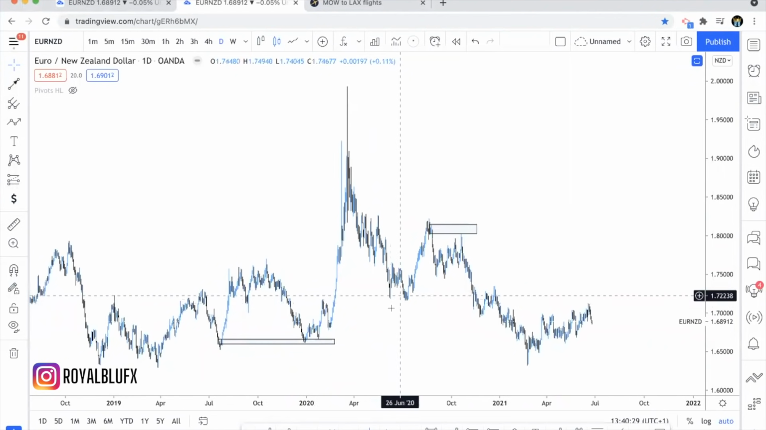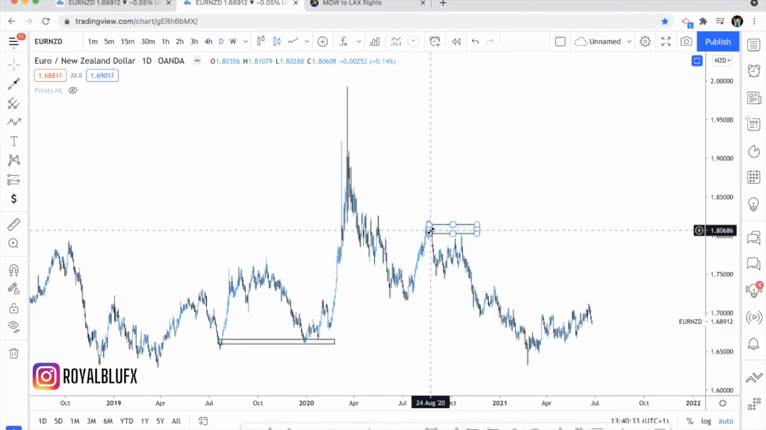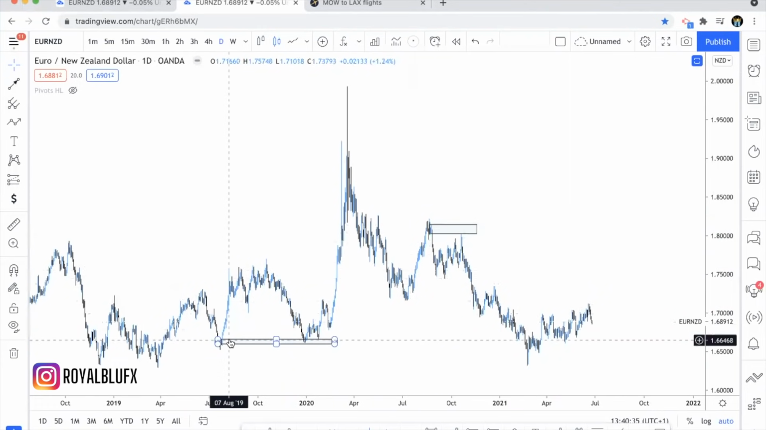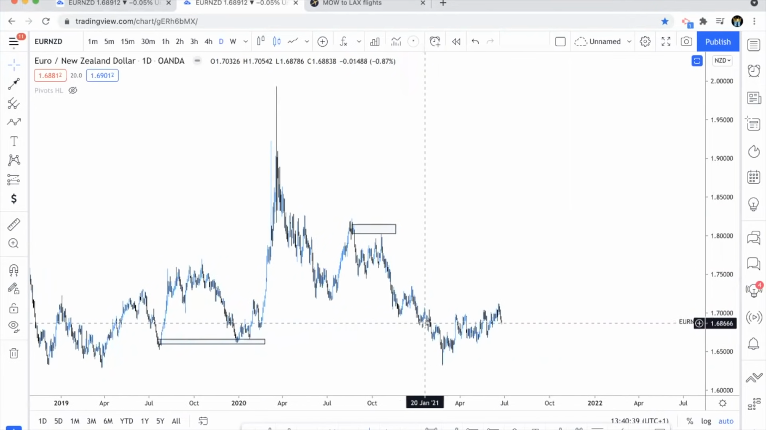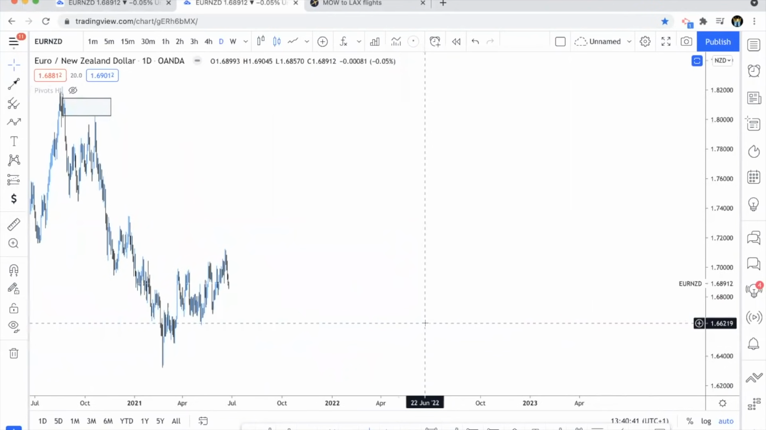All right, so what is an order block? An order block is essentially the last up candle before the major down move, or the last down candle before a major up move. Now, I know to some of you, or maybe most of you, that may not make sense, so I'll break it down a bit.